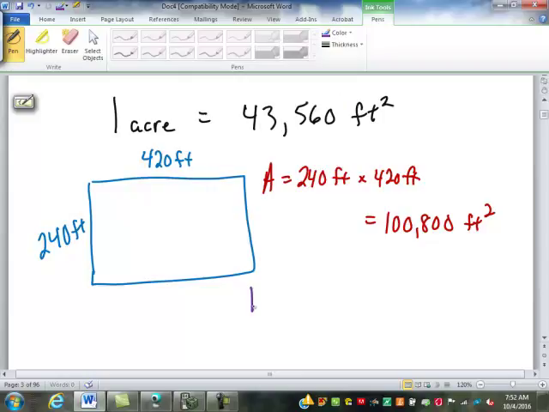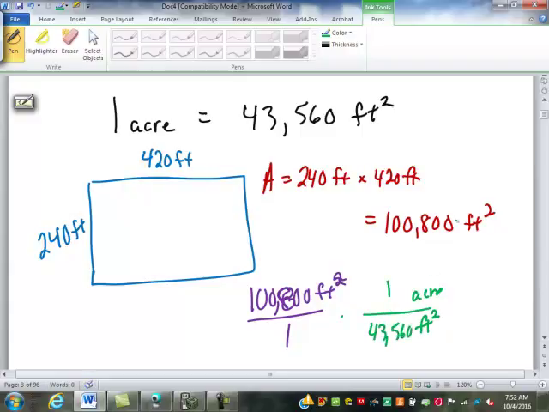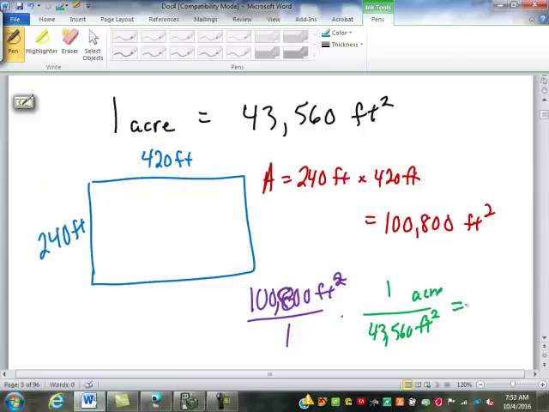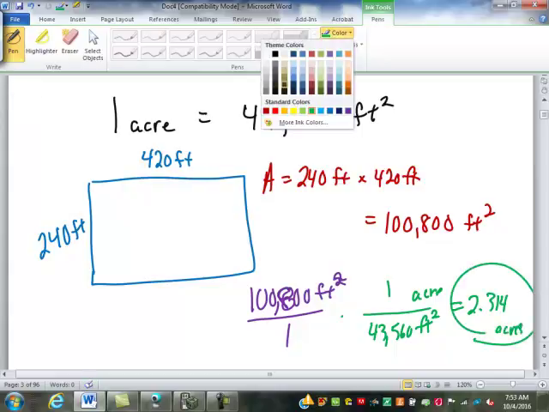Since we're not familiar with acres, we're going to do this one out the long way. So 100,800, put it over 1. We'll put square feet on bottom, acres on top. 1 acre is 43,560 square feet. So we're going to take that 100,800 divided by 43,560. 2.314 acres. Not so bad?